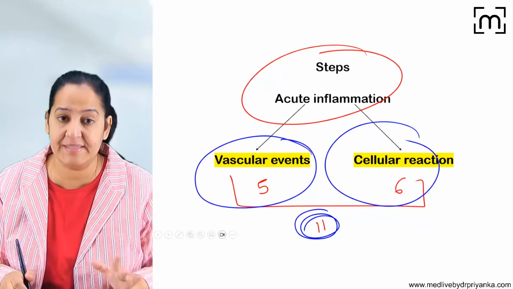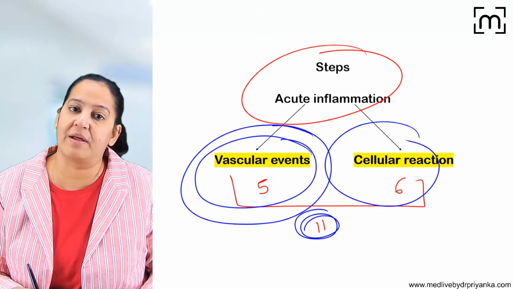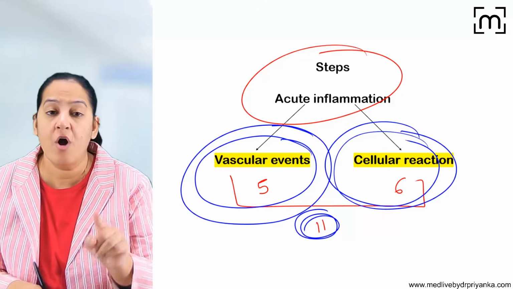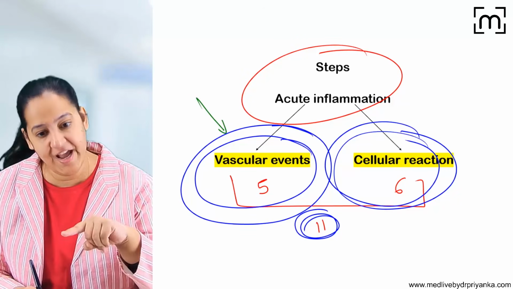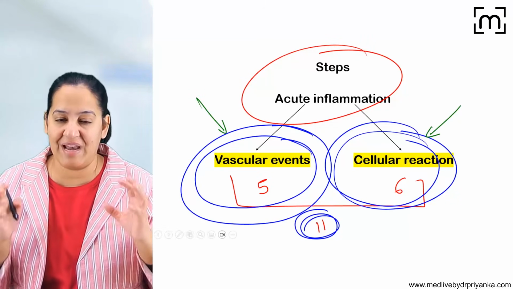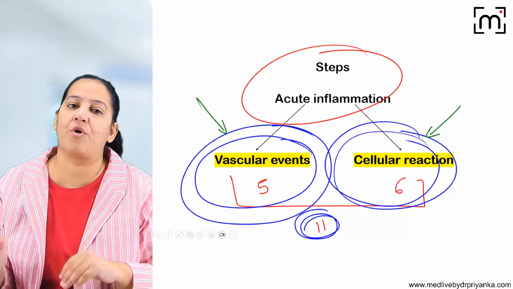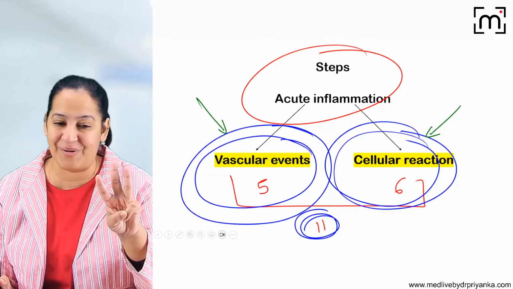In this session, we are covering the 5 vascular events. There is a separate video on the cellular events. I request all my dear students, watch this session and immediately after that, watch the next one, so that you will have a complete correlation of the acute inflammation steps. And there is a separate video on chronic inflammation, in which we have only 3 steps, not 11.